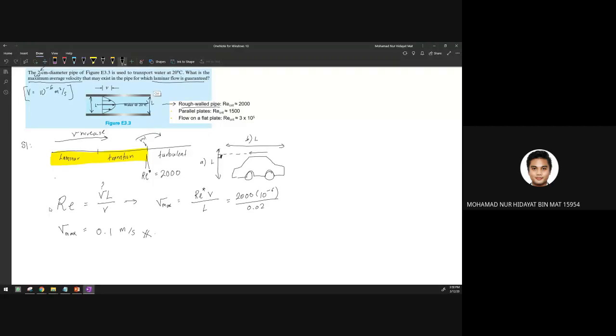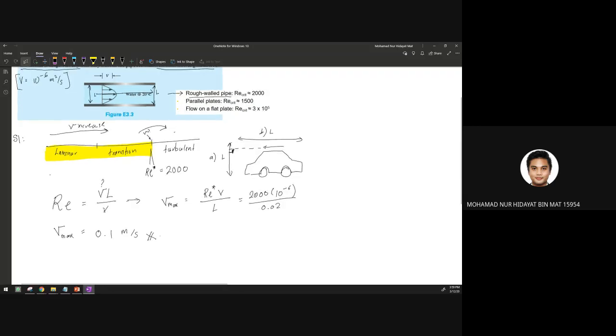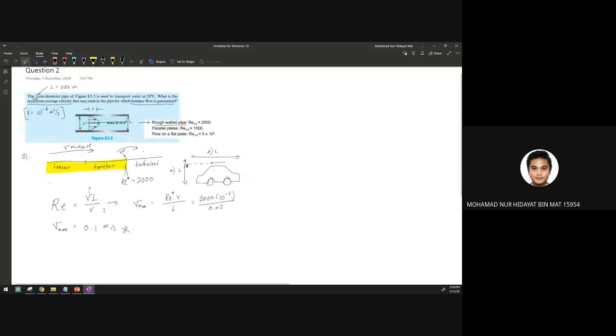When the flow is about to reach the turbulent, the flow has to increase the speed. So this is the maximum velocity. In order to use this maximum velocity, you have to use the Reynolds number at this point, which is referred to as the critical Reynolds number. So just substitute the formula: Reynolds number equals VL over kinematic viscosity. So basically, this is how to answer the question. This is straightforward, very easy.